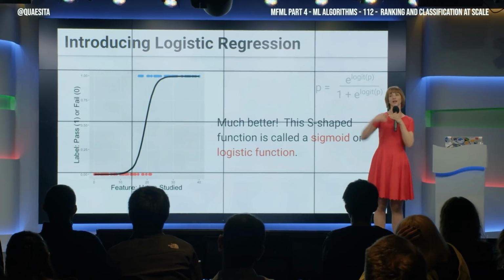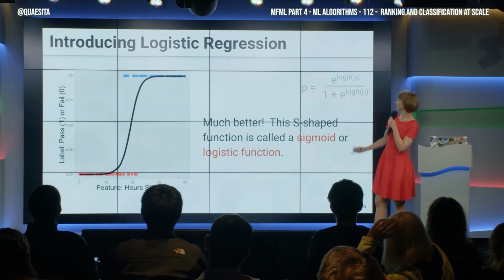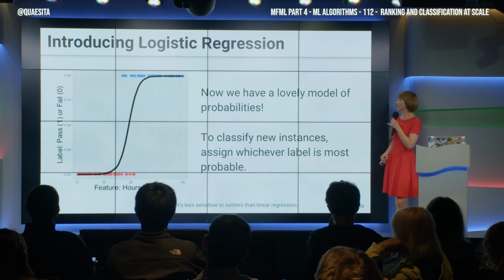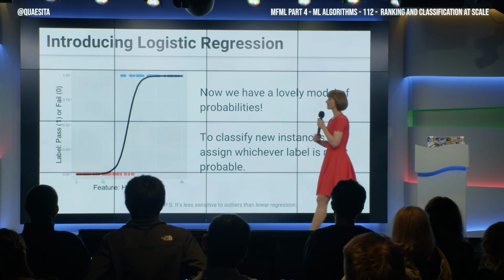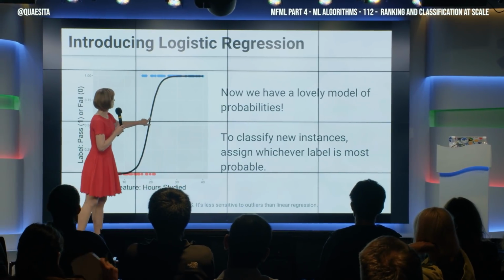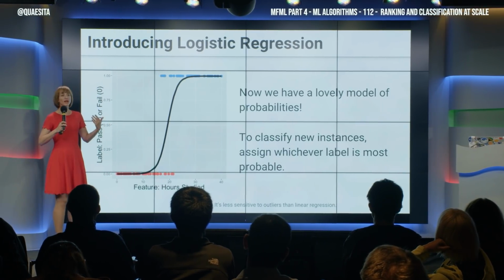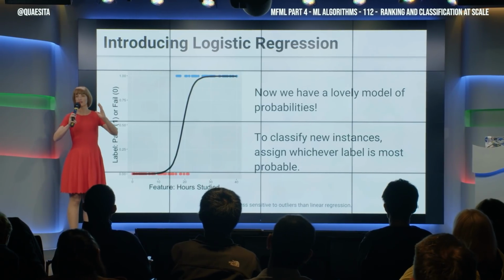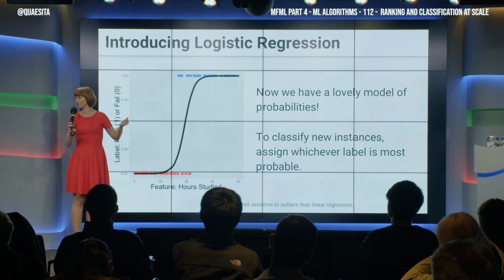So you get to peg your output where you want it, you get diminishing returns from your sigmoid functions. And this is more like a model of probabilities. And again, to classify new instances, we can simply assign whichever label is more likely. So if it outputs 0.55, then I will call it a pass. Or I can say 0.55 means the model doesn't know what it's talking about. Let's call that the I'm-not-sure zone and actually ask a human for their opinion.